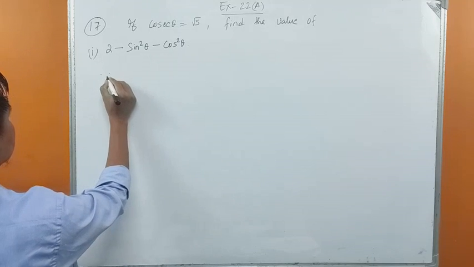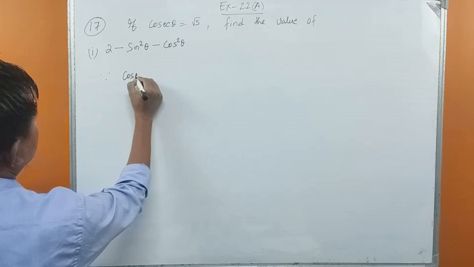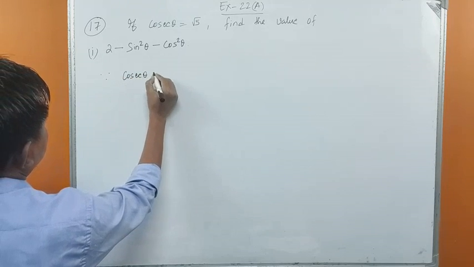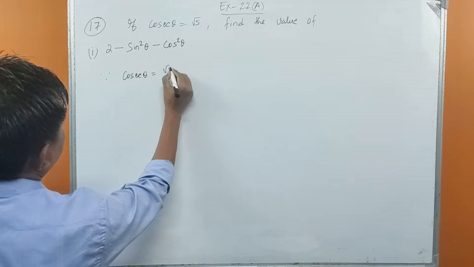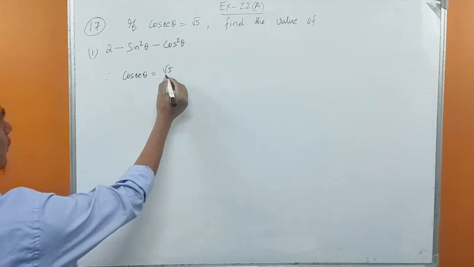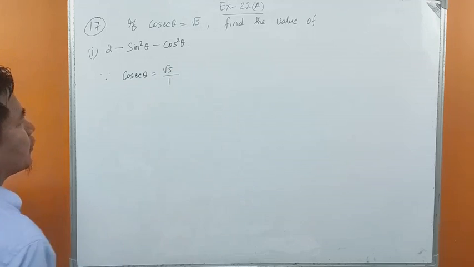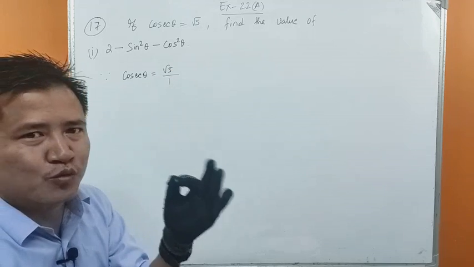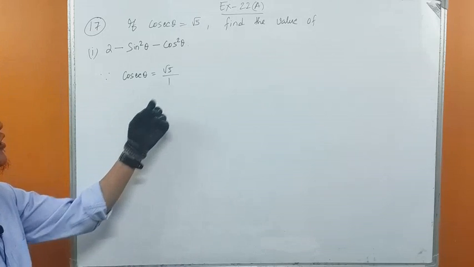Since cosec theta equals root 5, this is given. Now let us write 1 in the denominator. Every number has 1 in the denominator, so we can write 1 in the denominator.